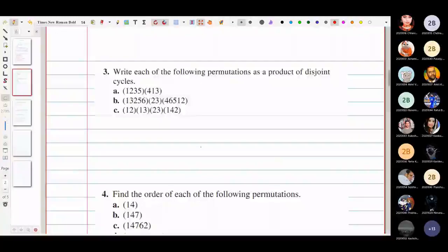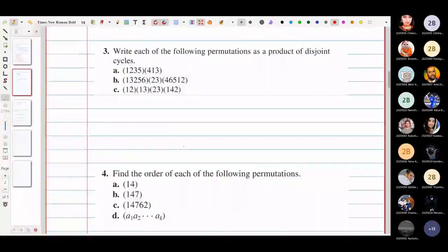Okay, so let us see question number 3. This says: write each of the following permutations as a product of disjoint cycles. So a similar question. Let me take the first one: (1 2 3 5)(4 1 3). So you need to see if there is something common. Yes, there is: 3 is common, 1 is common. So in that case, you need to first write the product of these.